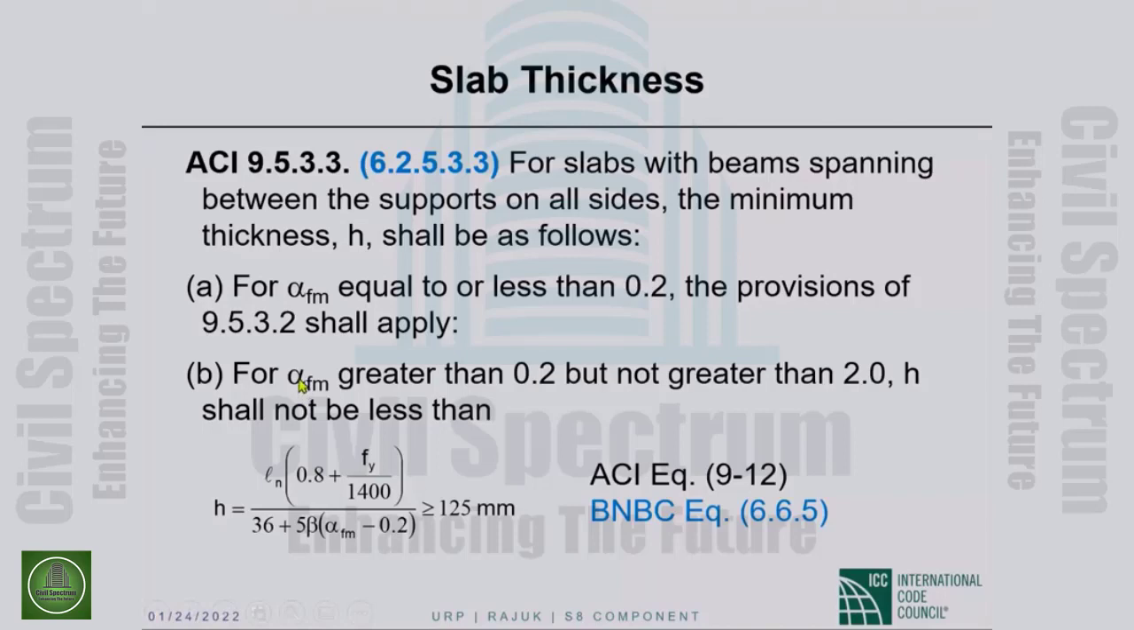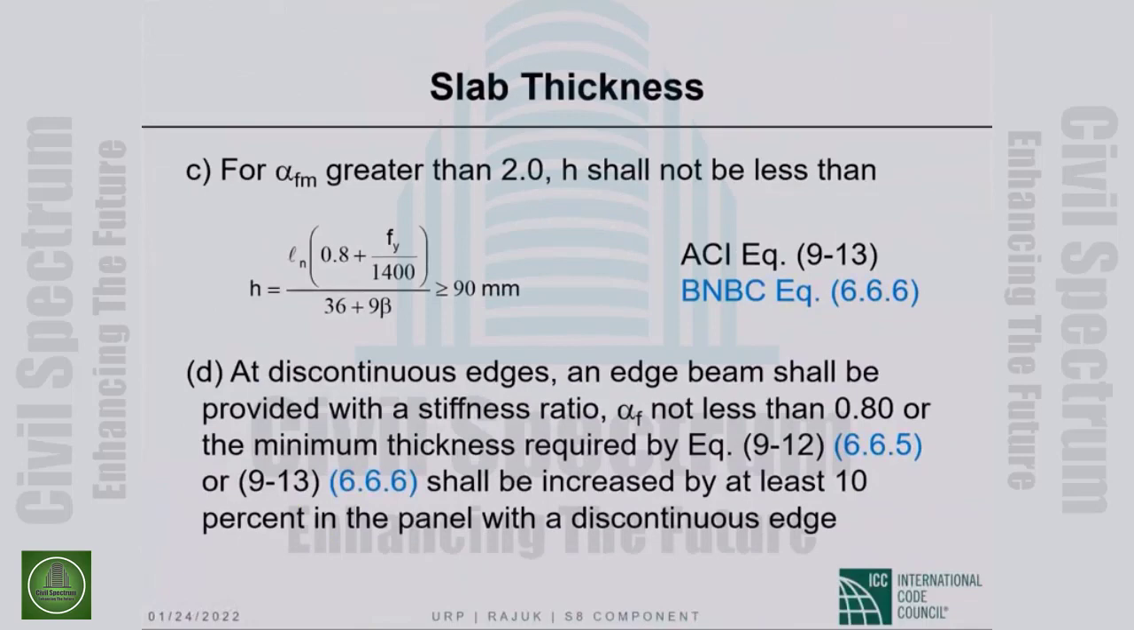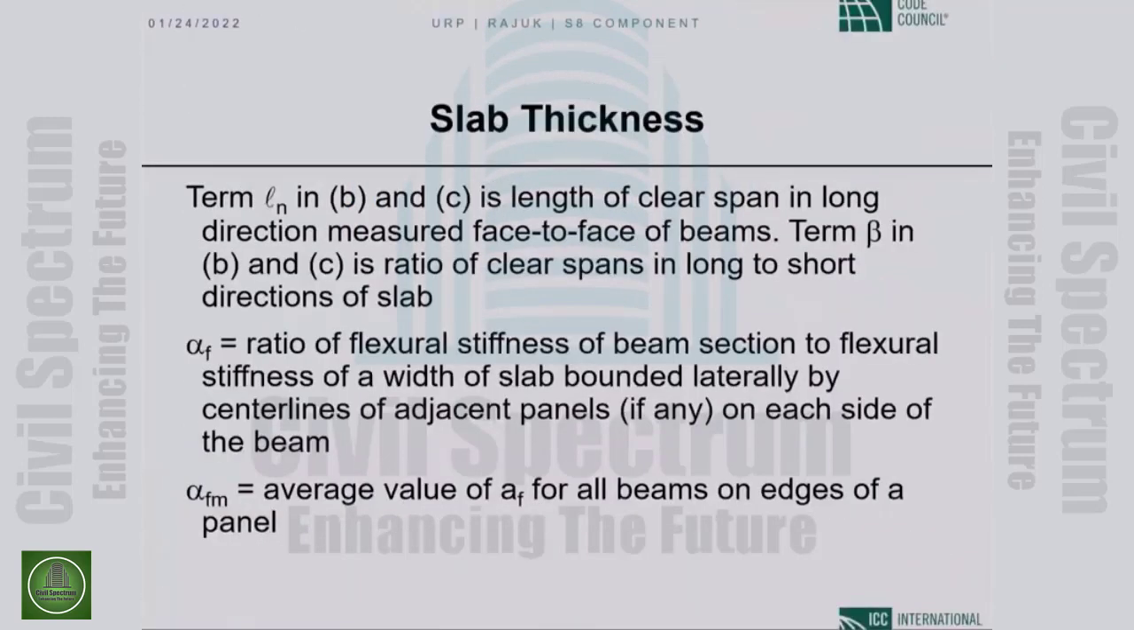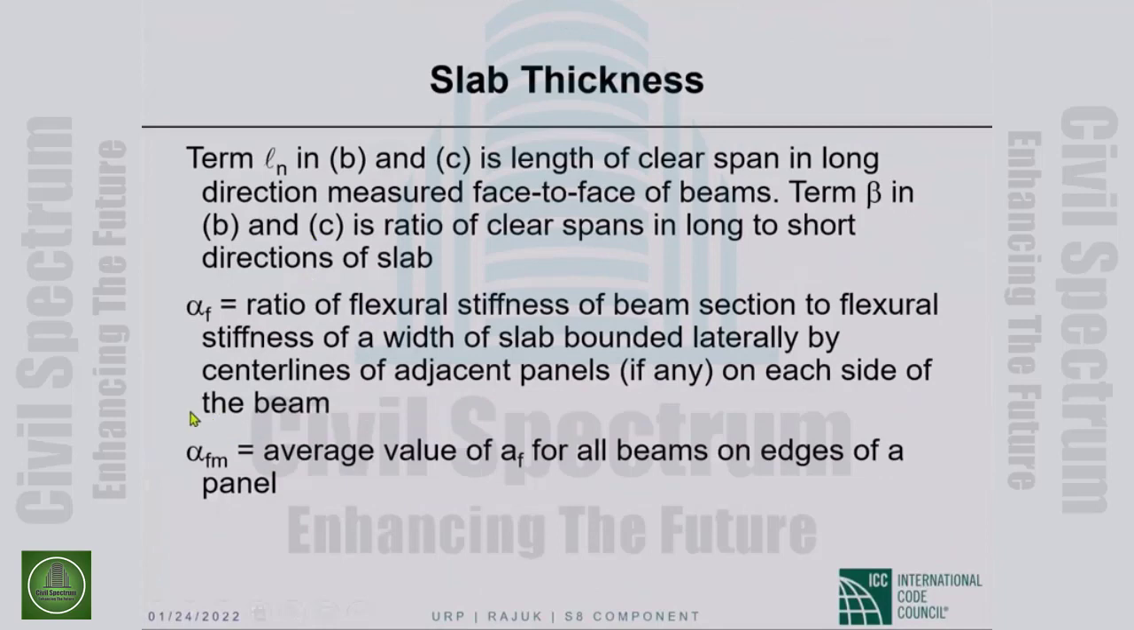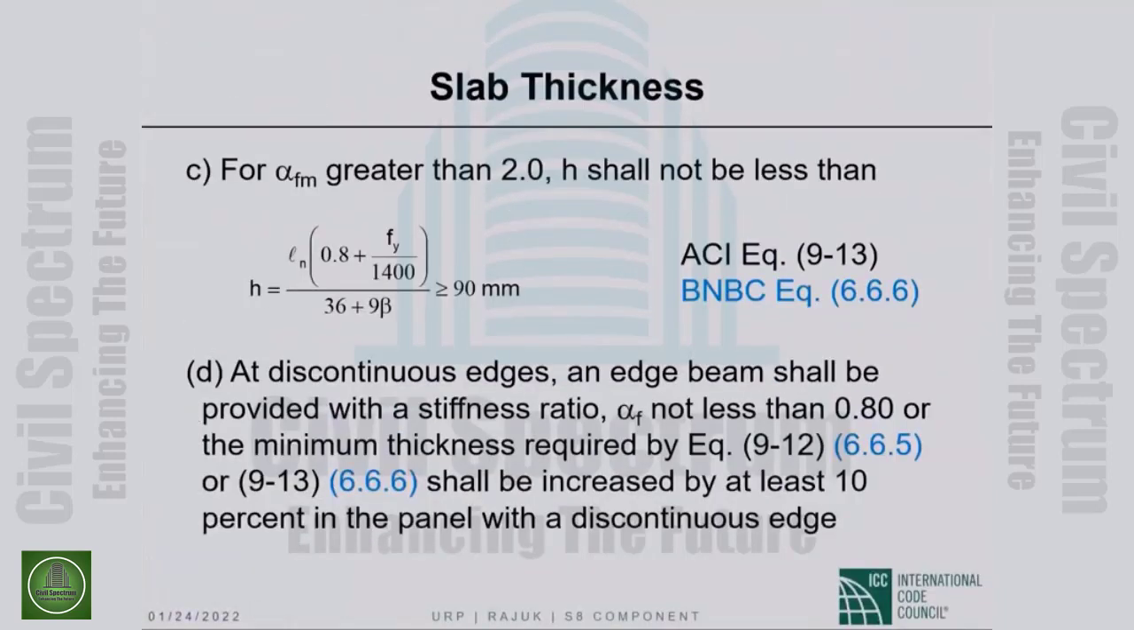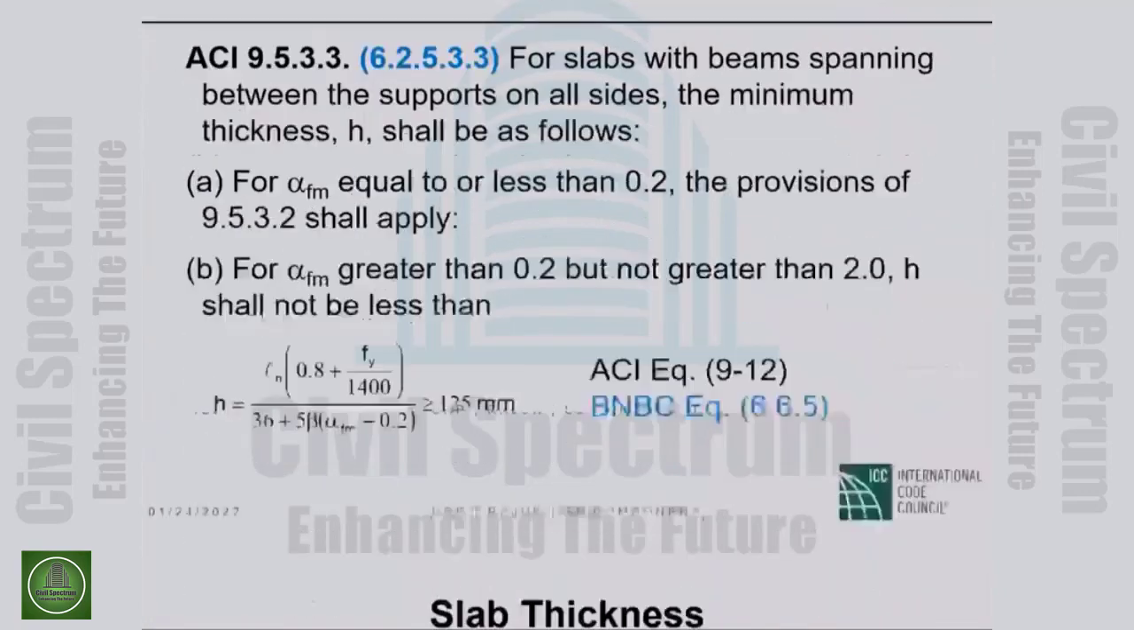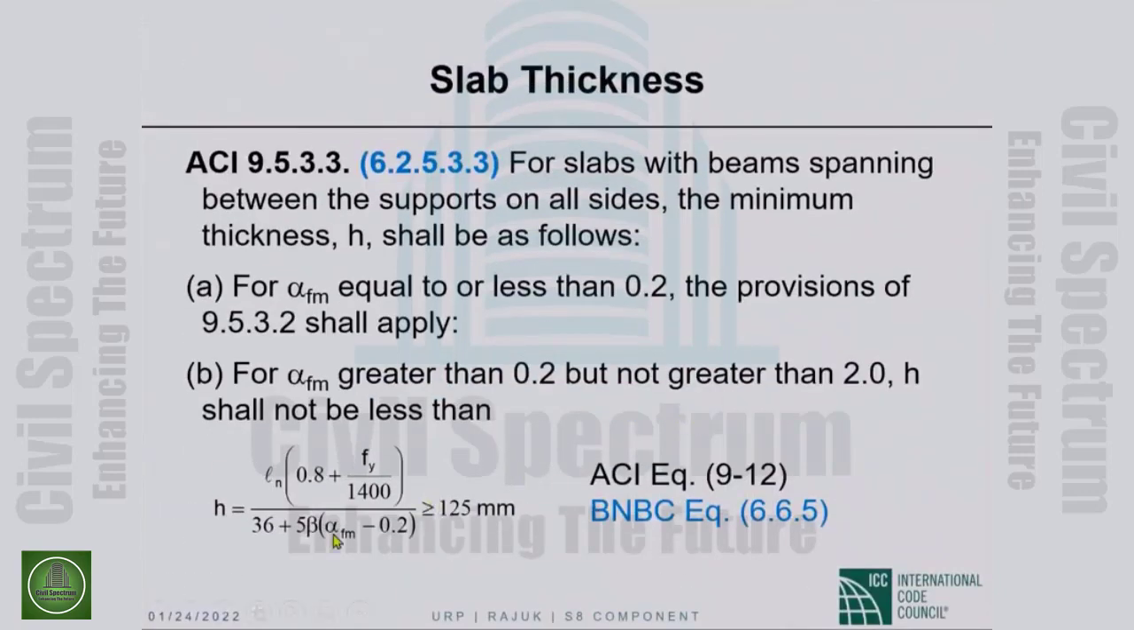If the average stiffness of the beams around the perimeter is between 0.2 and 2, then minimum thickness will be given by this expression, and the thickness shall not be any less than 125 millimeters. Okay, alpha sub fm, you have seen. The beta is explained later. I think it is the long side to short side ratio of the panel. You will see someplace, I don't see it offhand, the explanation for beta.